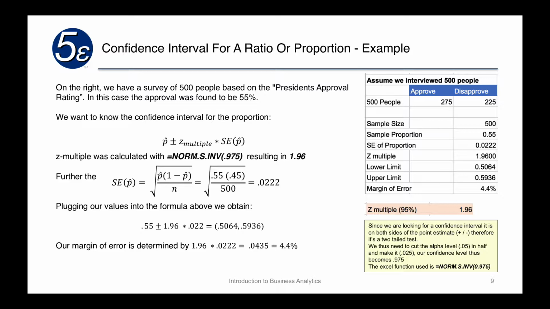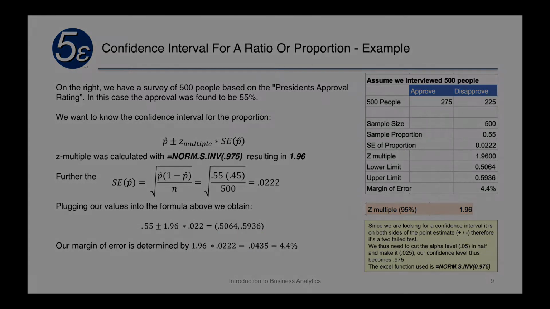And we will interpret this as the president's approval rating was found to be 55%, and it could be as low as 50%, and it can be as high as 59%. So that's a key thing, because the margin of error is determined by the part of the equation after the plus or minus. It is the 1.96 times 0.022. So in this case, the answer for that is 0.0435, which we round to 4.4%. So we can say that our margin of error is 4.4%.